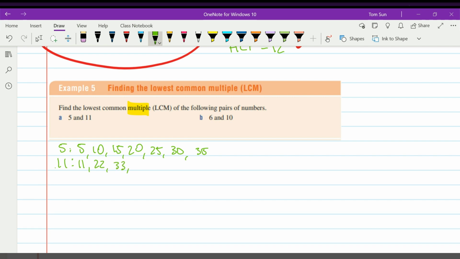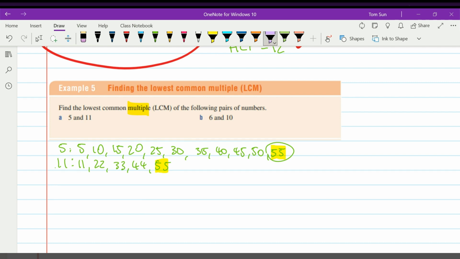22, 33, 44, 55. You can see here that you have to actually balance it out. So I'm already up to 55 on the 11s, but I'm still up to 35 on the 5s. So I probably need to go up the 5s a little bit more. So 40, 45, 50, and 55. Whoop, 55. And well, there we go. Wait a second. Here's a multiple that they have in common, and we don't need to go higher. They will share more multiples.